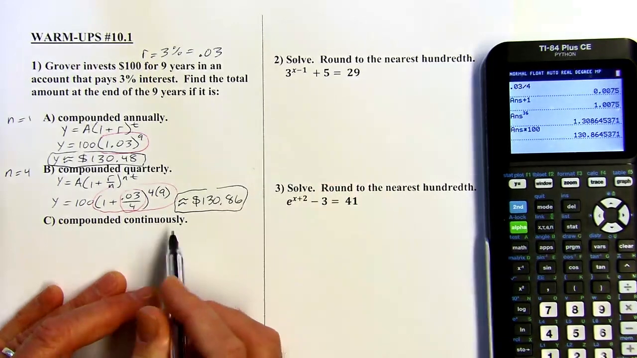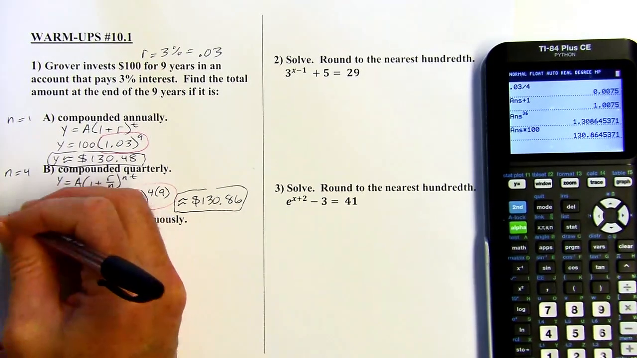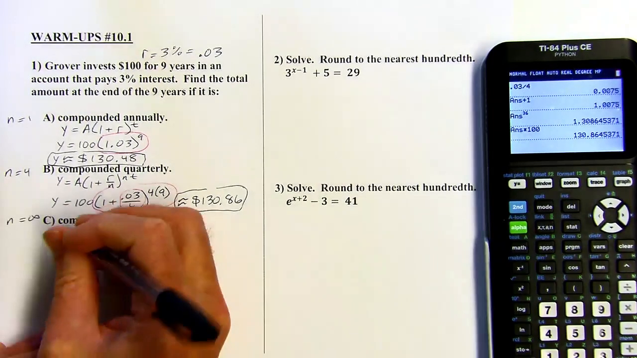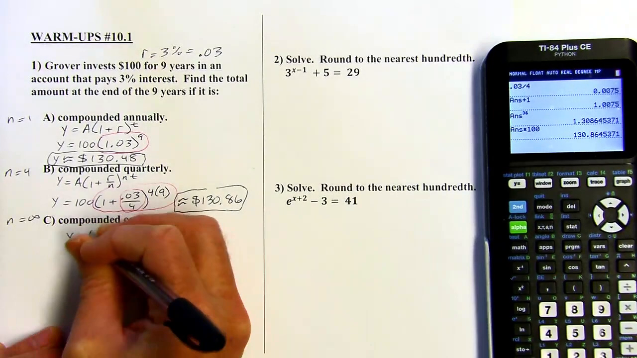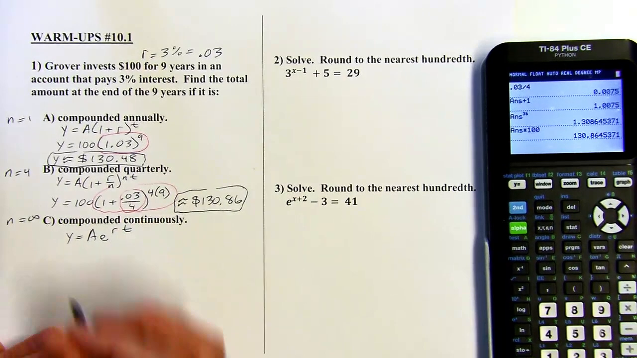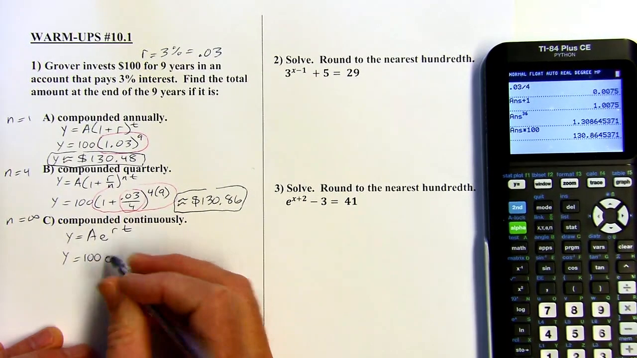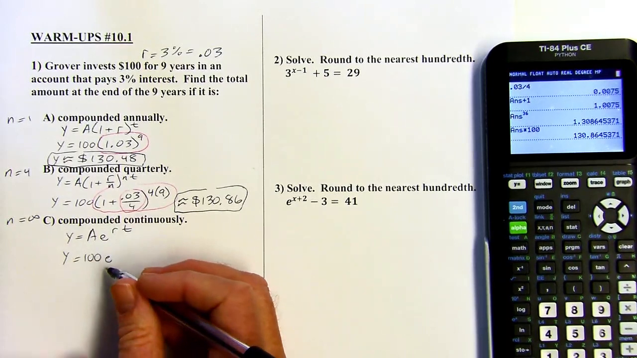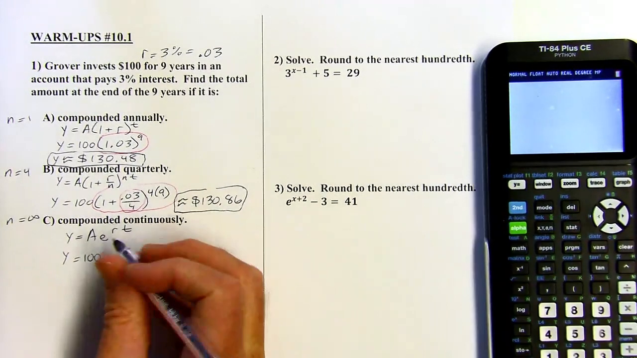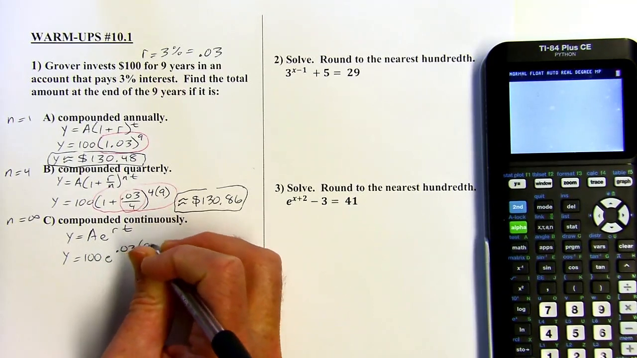Okay, and continuously means we're compounding as much as possible all the time. So we have a different formula here when it's continuous, and it looks like this. Okay, all right, so starting amount is 100. Then I've got e, which is a number about 2.718. That's programmed into the calculator. Okay, my rate is still 3%, and my time is 9 years.